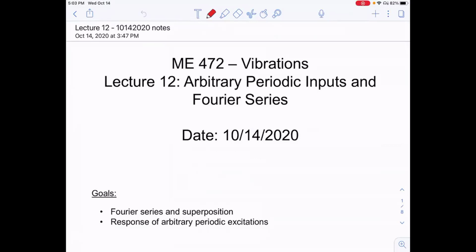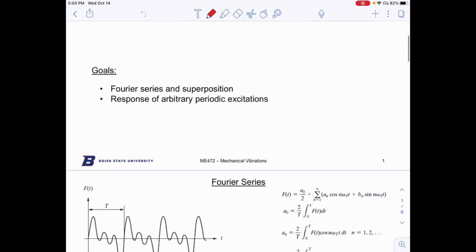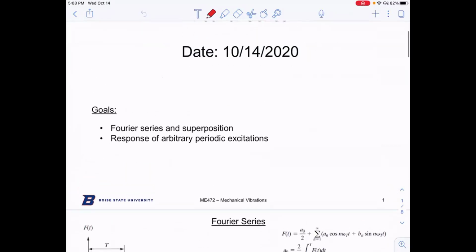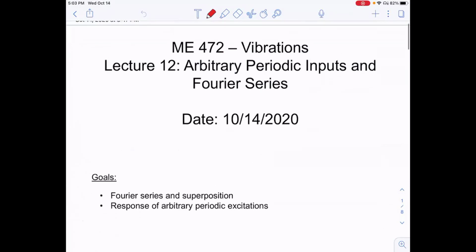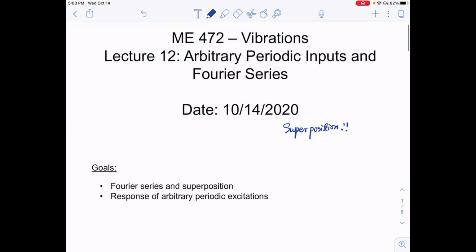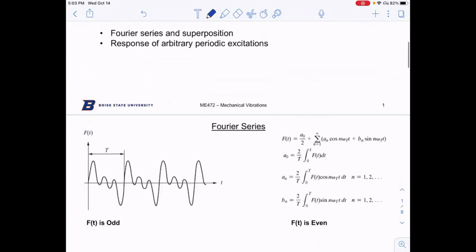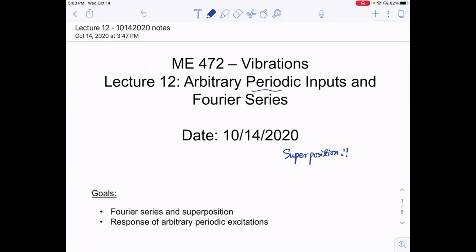So lecture 12, well, it might look complicated, but it's actually the same thing. So the backbone for this lecture is still superposition. That means when you have arbitrary periodic inputs, you want to convert those periodic inputs into some inputs that we are more familiar with, and then eventually you sum together those solutions. So for lecture number 2, we're going to talk about periodic inputs.